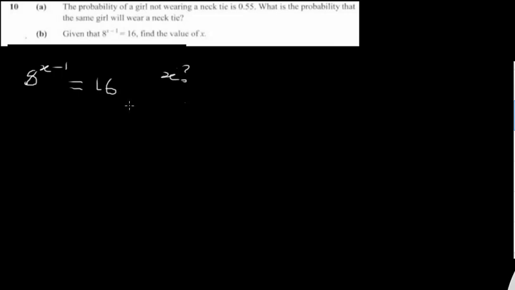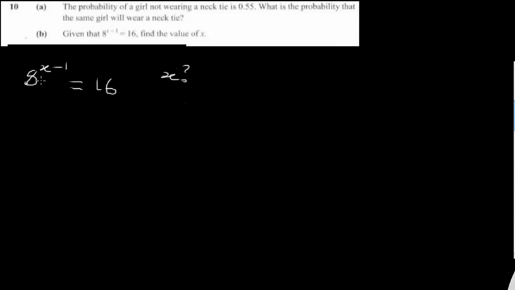You can pause the video. This is a challenge. Let us pause the video and see if we can work it out. Try to work it out, and let's do it together. Firstly, when we're dealing with indices, the first thing that you should try to do is make sure that you have the same base. Is it possible for us to have the same base on the left side and on the right side of the equal sign?